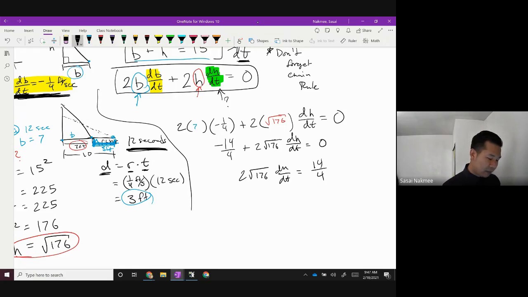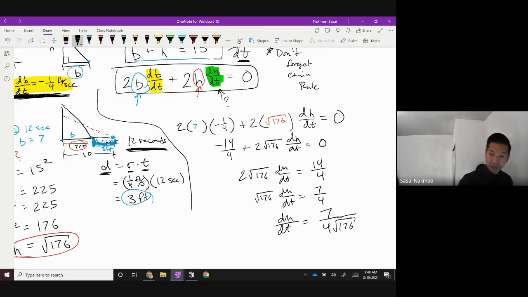I'm going to divide both sides by 2 right here. And I'm going to end up with the square root of 176 times dH dt is equal to 7 over 4, because I divide both sides by 2. Divide by the square root of 176, and I have here dH dt is equal to 7 over 4, and in the bottom, of course, because I'm dividing by the square root of 176, the square root of 176. And that's your answer, guys.